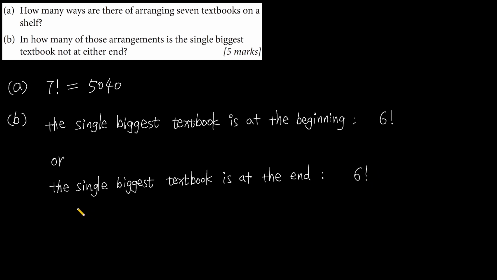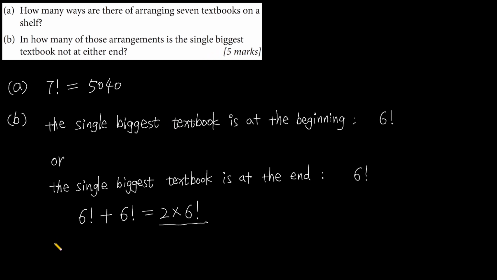Now, I use the addition principle to plus the weight for the first case, 6 factorial, plus the weight for the second case, 6 factorial, and this equals 2 multiplied by 6 factorial. So this is just the number of arrangements that the single biggest textbook is at either end.